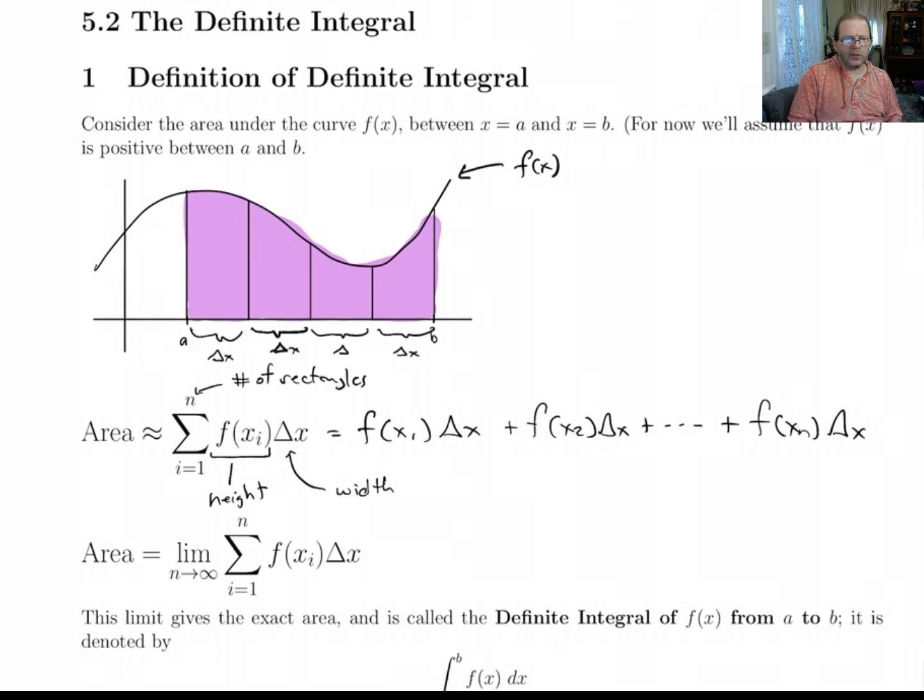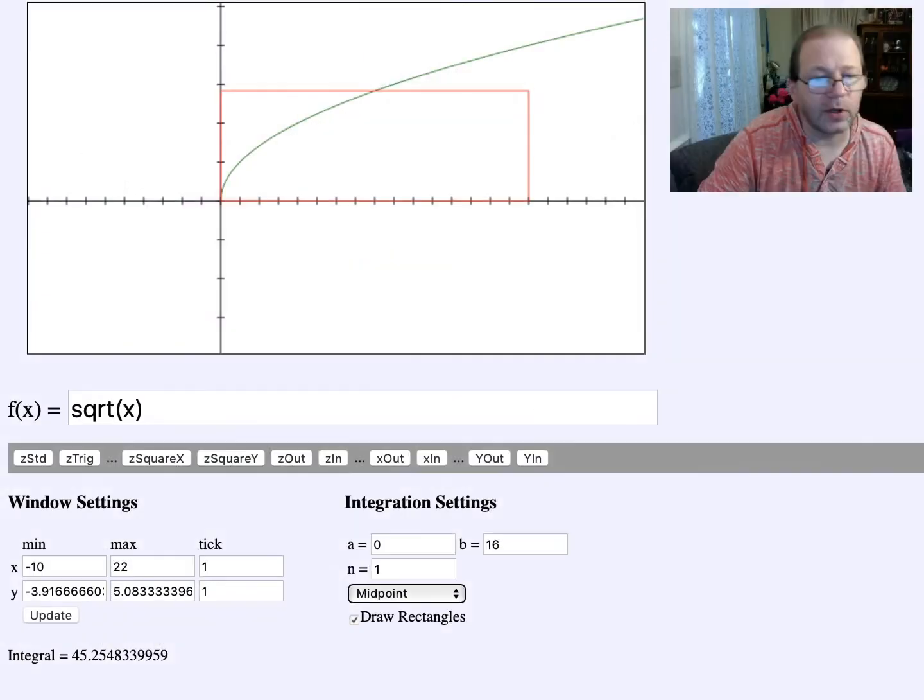So, what we saw before was when we have this, if we use more and more rectangles, the approximation gets better and better. So the idea here is what we're going to do is take the limit of this as the number of rectangles goes to infinity. And we saw that on an example. I want to flip and look at that right quick.